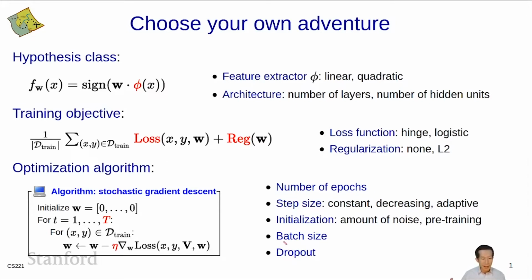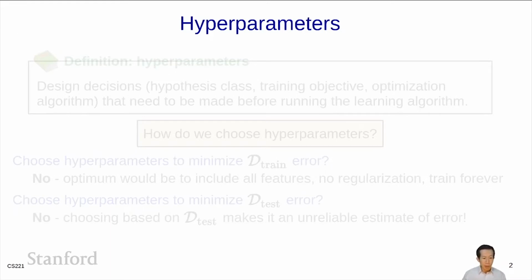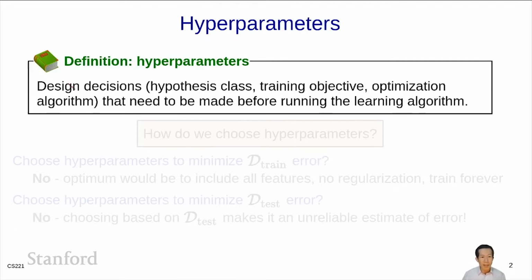So quickly, you see that the design space becomes quite big, and it's really kind of like choose your own adventure. Some of these design decisions can be made based on principles. For example, if you believe that your data has some sort of periodic structure, you can add periodic features. But many of these, if not most of the design decisions, are really unclear. And you sometimes just want an automatic way for these design decisions to be made. So each of these design decisions is called a hyperparameter. Hyperparameters are the design decisions that need to be made before running the learning algorithm.